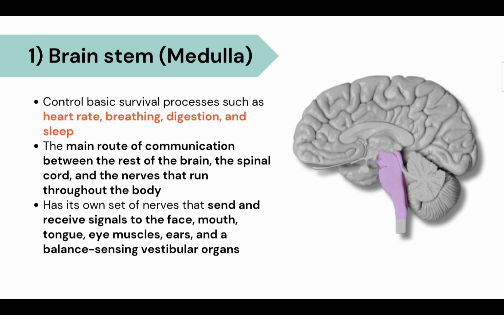So this brainstem actually controls something that you don't have to think to do. For example, the heart rate, or you don't have to think that you need to breathe. You just naturally do it, right? So it is to control basic survival processes.